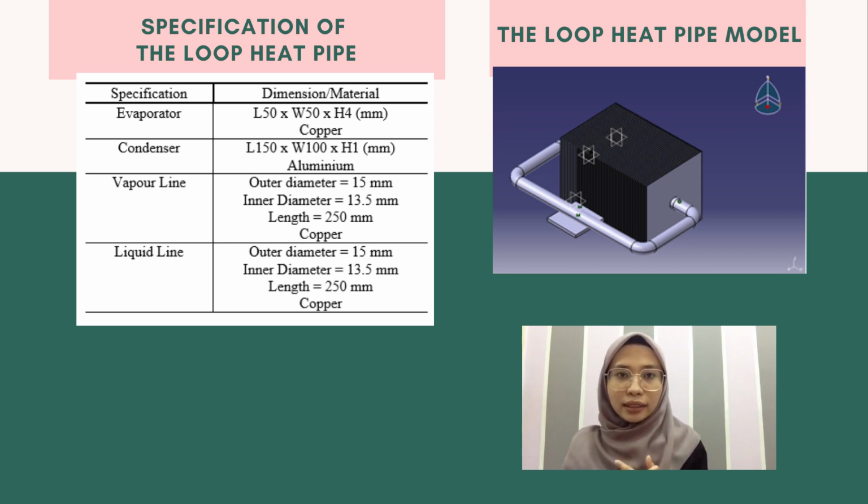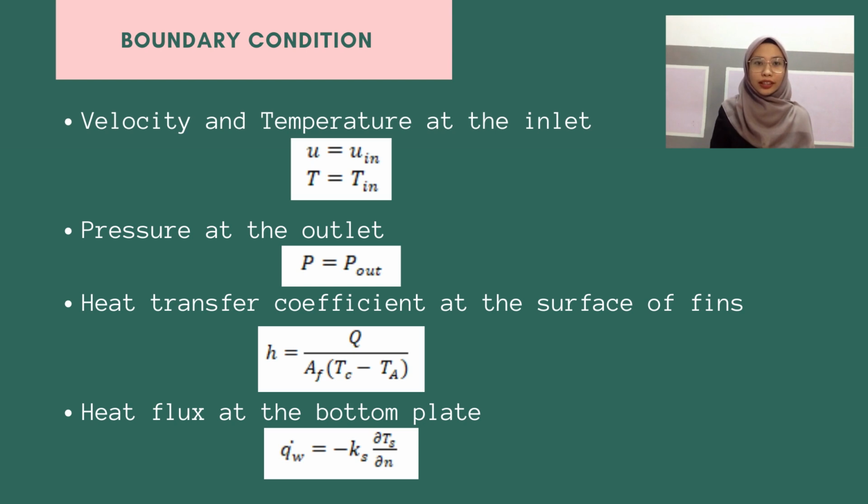For the condenser, the length is 150 mm, the width is 100 mm, and the height is 1 mm. The material used is aluminium. For the vapor line and liquid line, the outer diameter is 15 mm, the inner diameter is 13.5 mm, and the length is 250 mm, and the material used is copper. From the specification of the loop heat pipe, we use the dimensions to develop the loop heat pipe using CATIA.